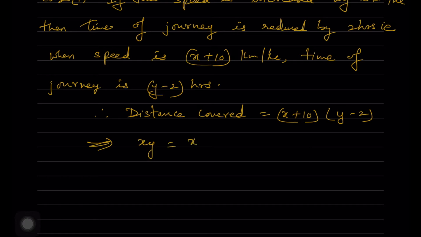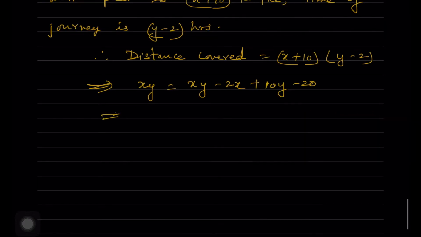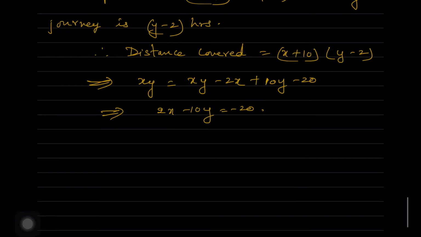So we are putting, therefore the distance covered is equal to x plus 10 into y minus 2. Now we just solve this type of equation. After solving, we get 2x minus 10y is equal to minus 20. So this is the first equation which we are having.